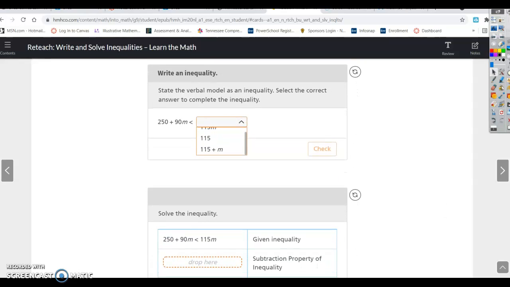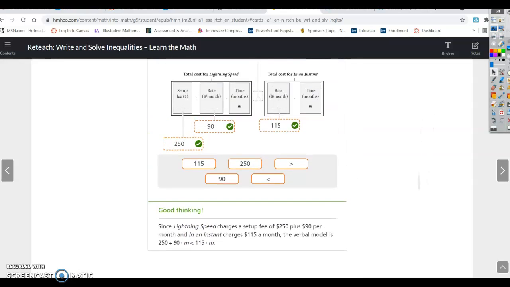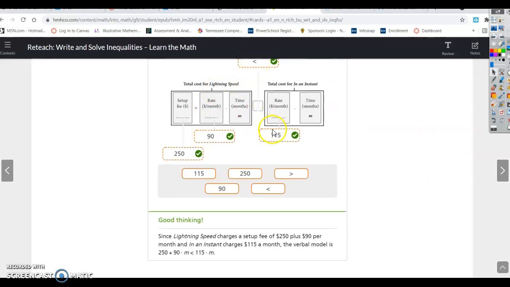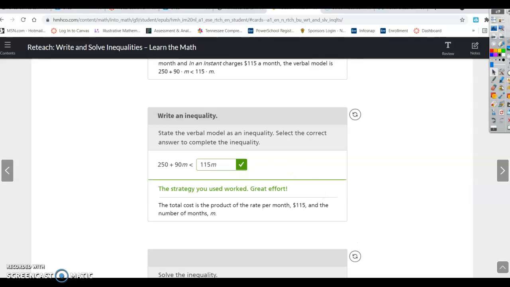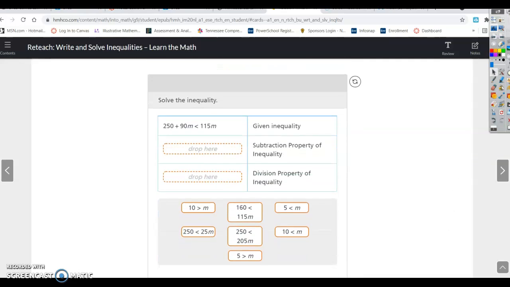All right, it says write an inequality. State the verbal model as an inequality. Select the correct answer to complete the inequality. All right, so 250 plus 90m is less than, and if you look up here, it was 115 times the monthly rate. So we need 115m. And that writes our inequality.